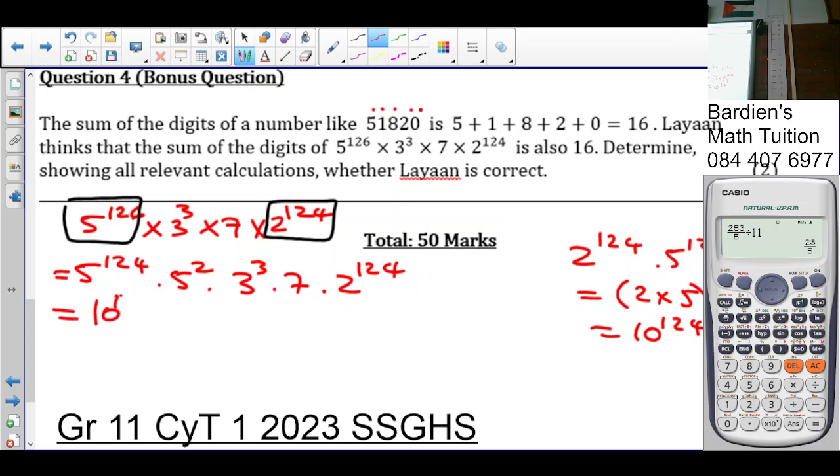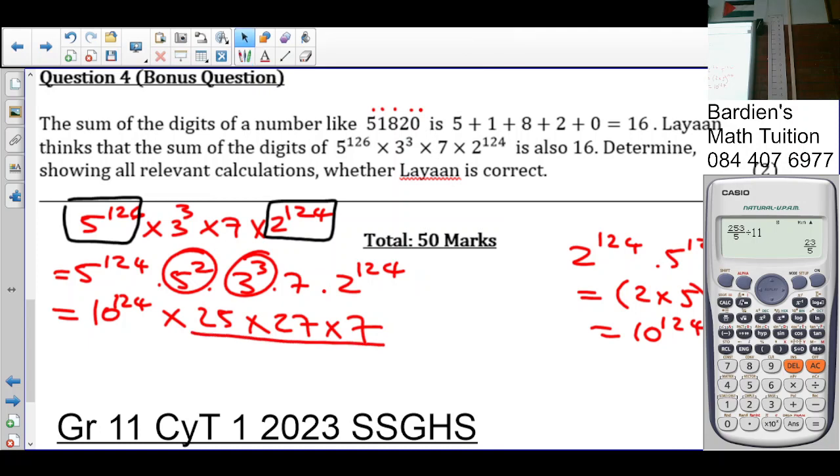Layan is on the road here, she's getting somewhere. 5 squared, of course, is 25, times 27 times 7. So that story gives us 25 times 27 times 7, which gives us 4,725. So 4,725 times 10 to the 124.